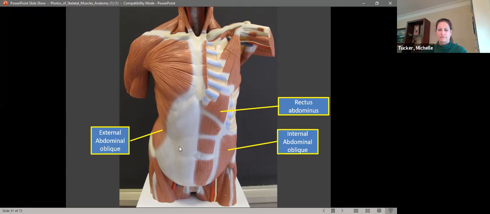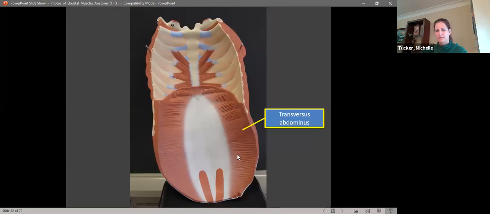This is a connective tissue band, and then we've cut away the external obliques, and so now we're leaving pectoralis minor. You can see rectus abdominis, and then the internal obliques climb like a mountain here, and then transverse abdominis on the inside of that plate.